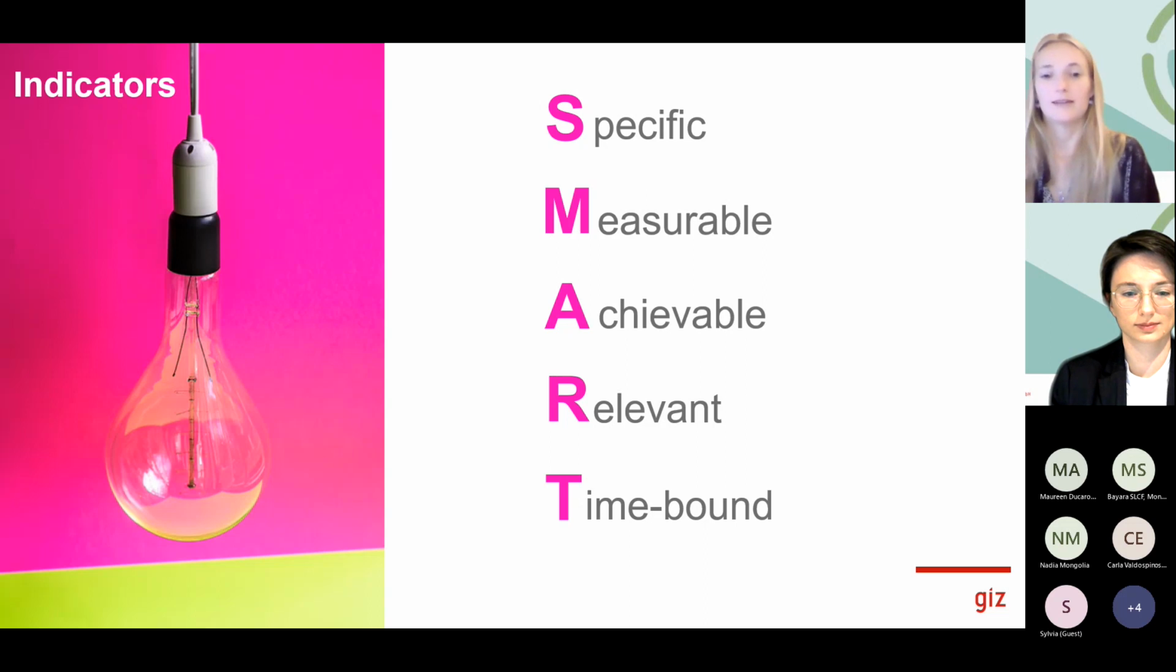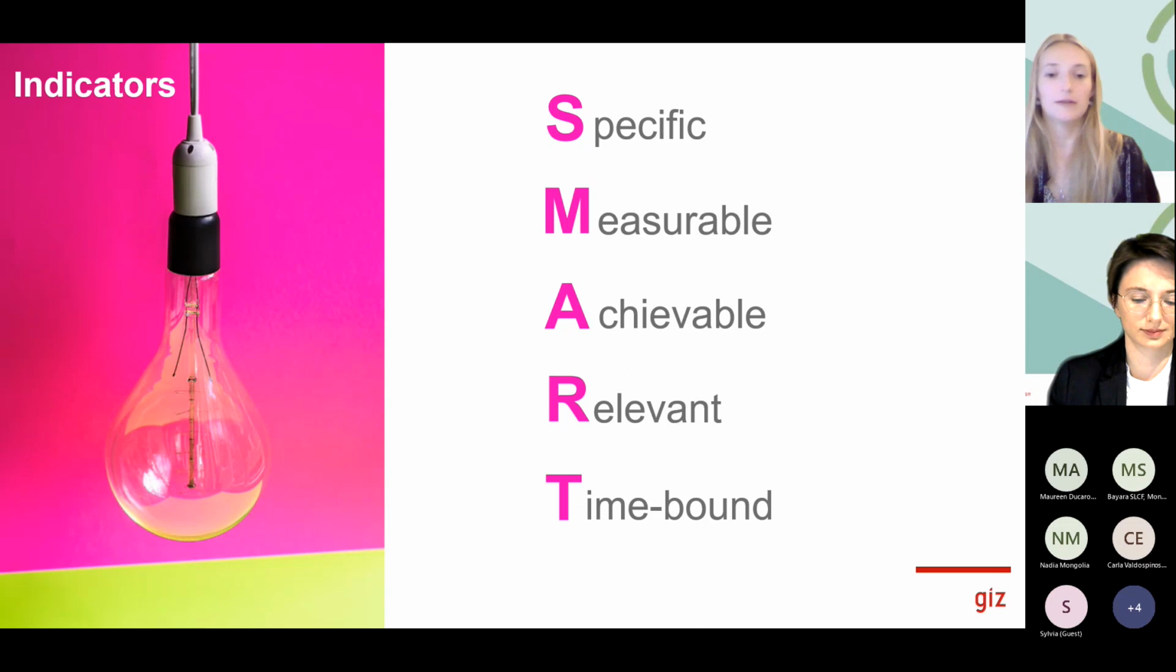So once again, when we think about achievable, we as IKI Small Grants know we're talking about small organizations here. So that's why we don't expect you to plant 1 million trees or train 10,000 farmers. Just stick to numbers that are really achievable for you.